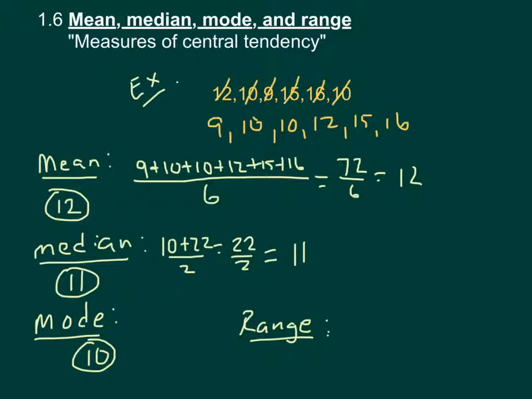So let's do the range now. The range is the largest number minus the smallest. So I get 16 minus 9. That gives me a range of 7.